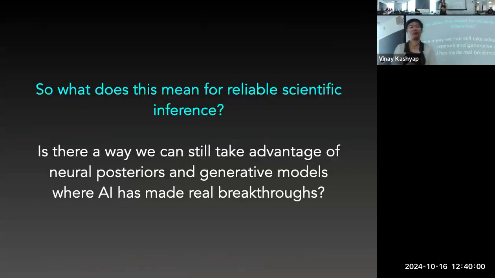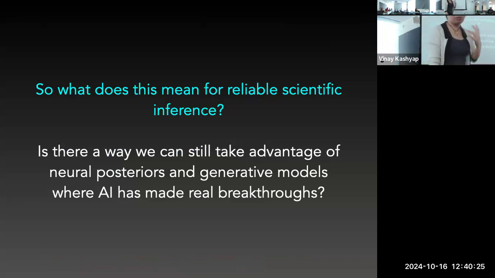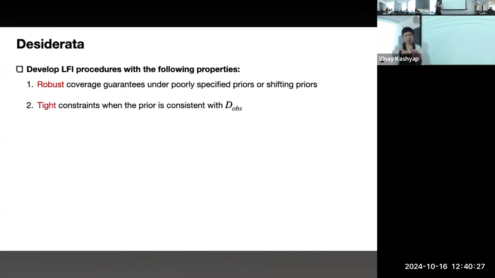It's just what happens. So what does this mean for reliable scientific inference? We can still take advantage of neural posteriors, neural because your inputs are images and whatever. That's the big tool you can use. Generative models are just techniques to me. And AI has made real breakthroughs, but can you actually use the posterior to do reliable inference? This is what we want to do.